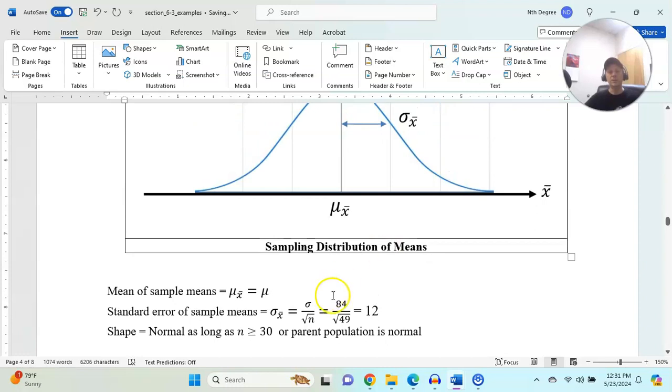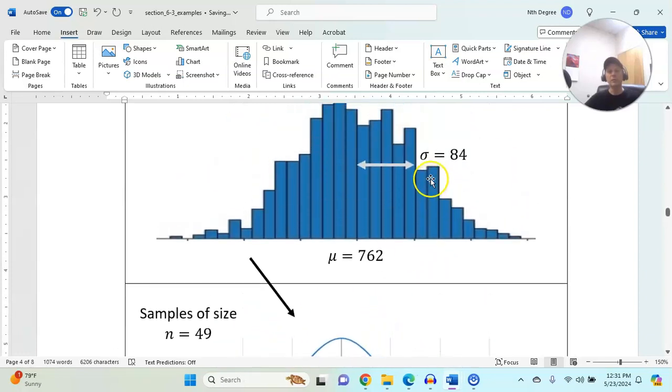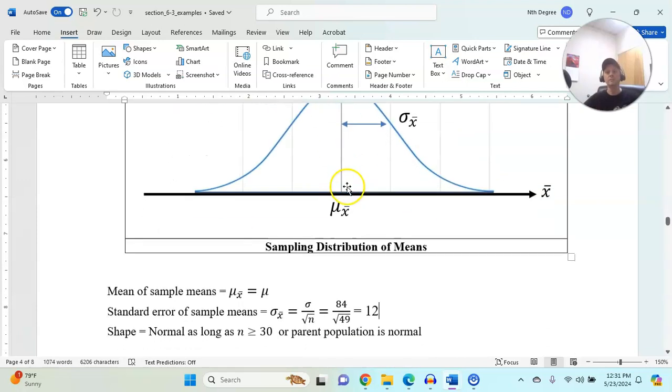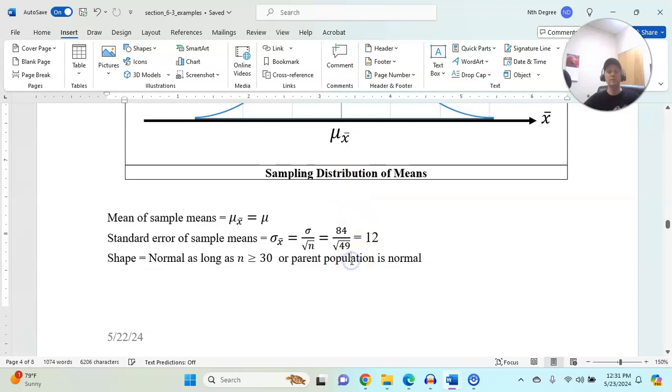So notice that the standard error, 12, is much smaller than the standard deviation of individuals, which was 84. We're going to hit on that concept a little more pretty soon. But essentially what it says is that samples cluster around the mean much more tightly than individuals do. And that's really important. I'll defer that discussion for a few more minutes. But in the meantime, let's also discuss the shape of this sampling distribution.